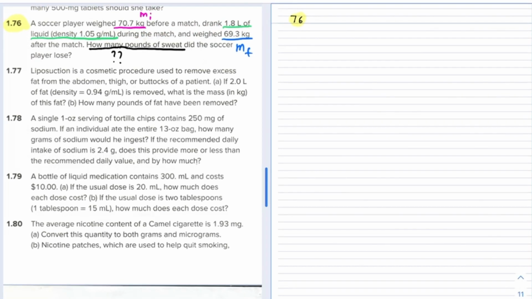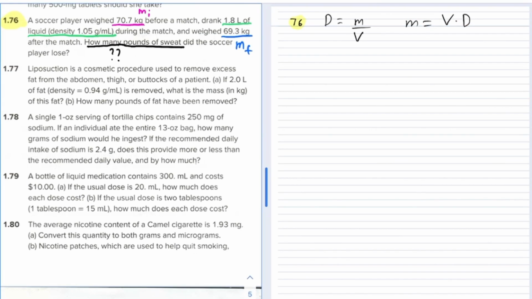Because remember, density equals mass over volume. And so you can solve for the mass. The mass equals the volume times the density. So knowing these two will get you that. And we're given the volume and the density of the liquid, so we can figure out what the mass of the liquid is right from that.